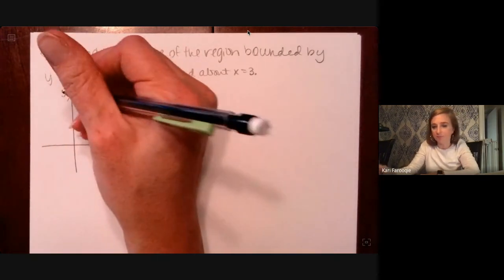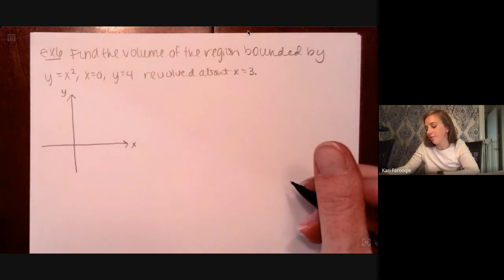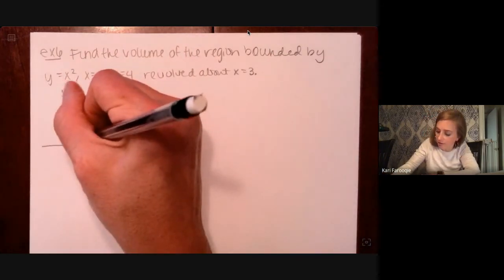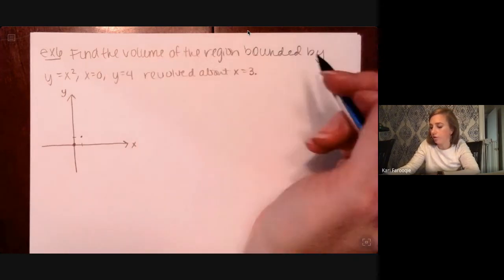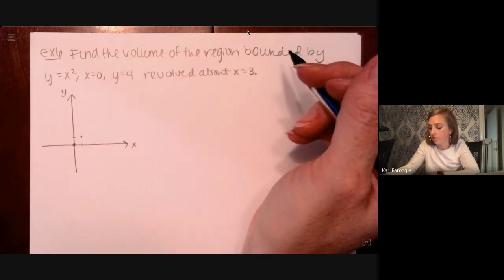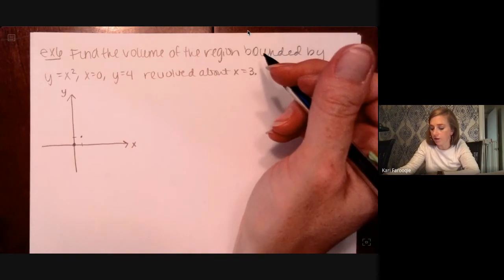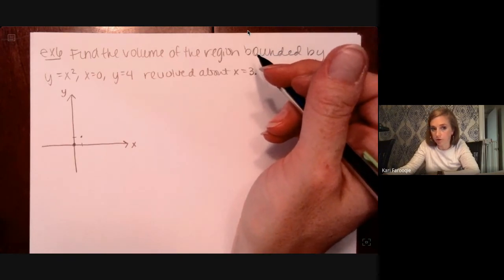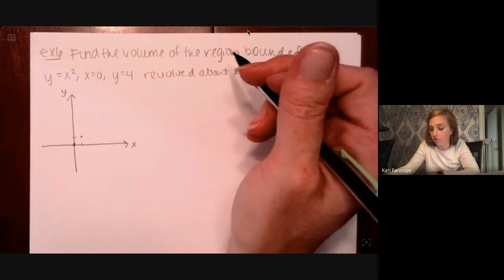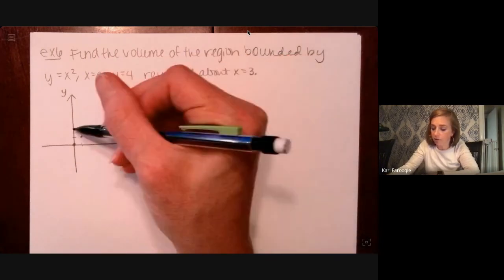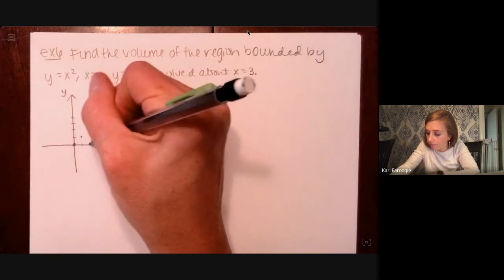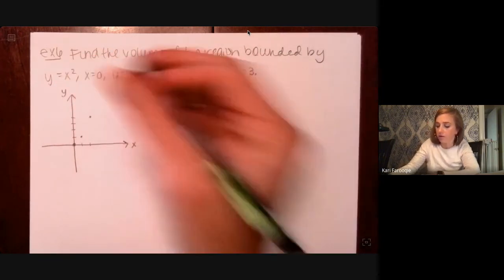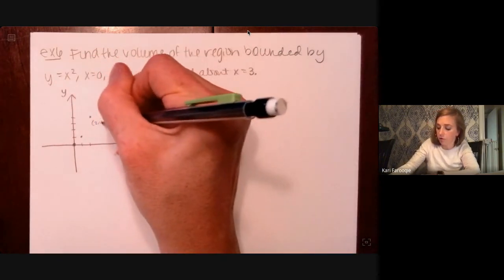It's a habit. All right, y equals x squared. I'm revolving this about x equals 3, and I'm looking at this between 0 and y equals 4. So x equals 0 is the y-axis, so I only need to graph the right-hand side of this. Now this is the point (2, 4).